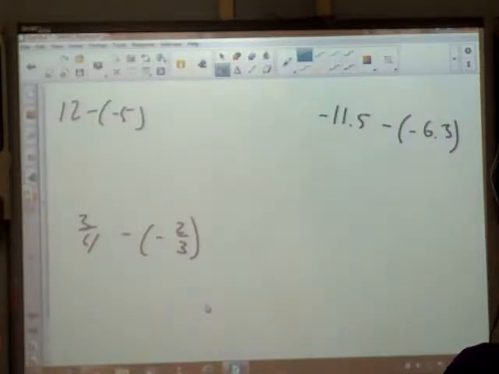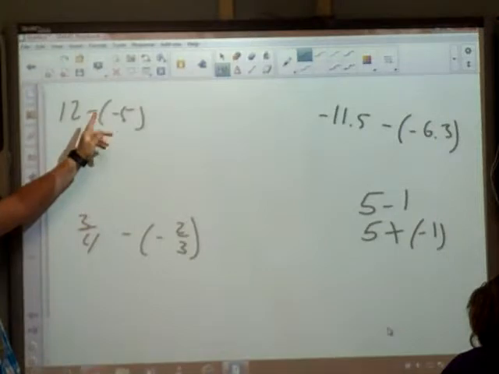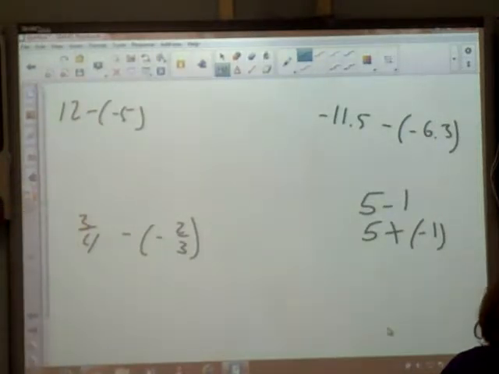How do you legally change subtraction to addition? Don't write "the same" unless you're just dying to write something. 5 minus 1. Is that not the same as 5 plus negative 1? Yeah. So we can change this from subtraction to addition and just add the opposite. Okay, so I'm going to say this is the same as 12, change that to addition and make that the opposite. So that just gets us 17.